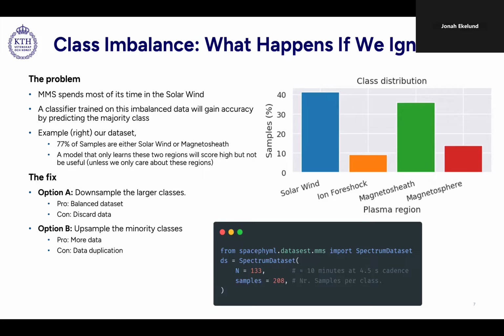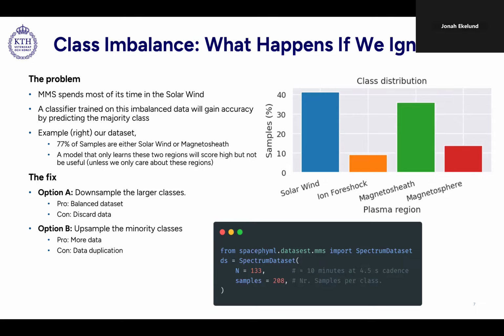For example, here the solar wind and the magnetosheath comprise 70% of the data set. So if the model is just very good at distinguishing between those two regions, it will have a great accuracy, but it might perform extremely poorly at telling if you have an ion foreshock or magnetosphere. And in some cases, that might be what we want, then it's fine. But in general, we want a model that generalizes as much as possible. So we have two ways of fixing this.